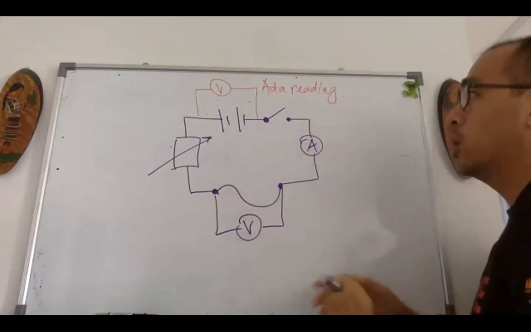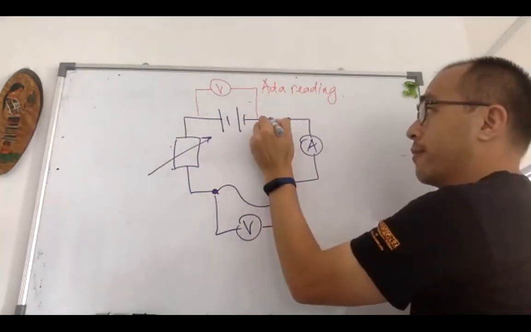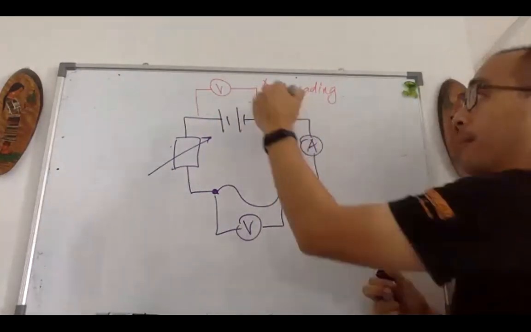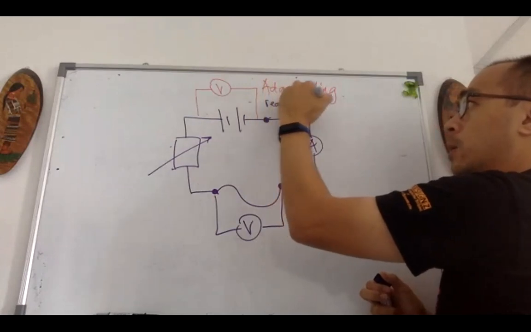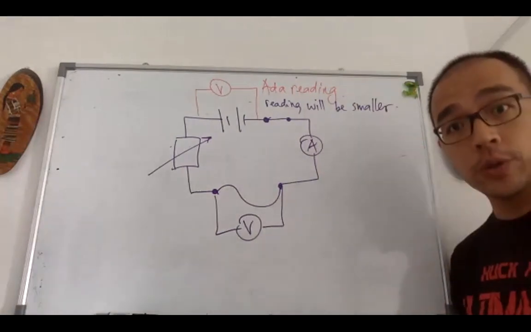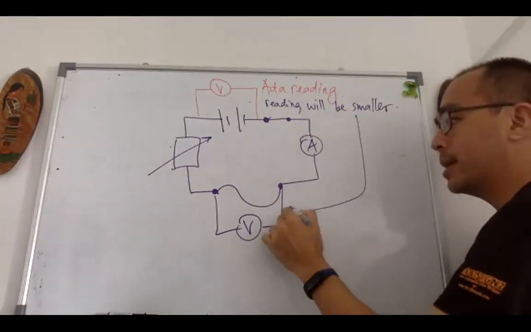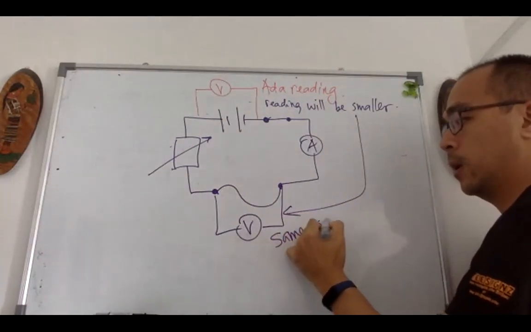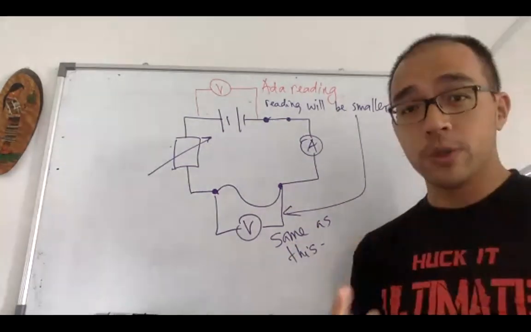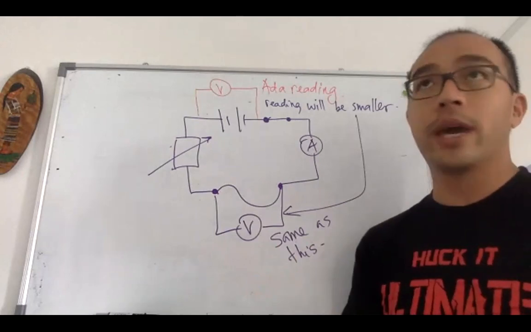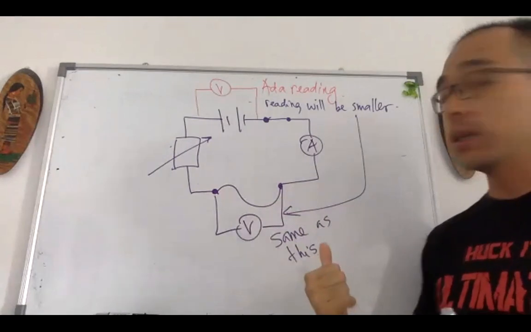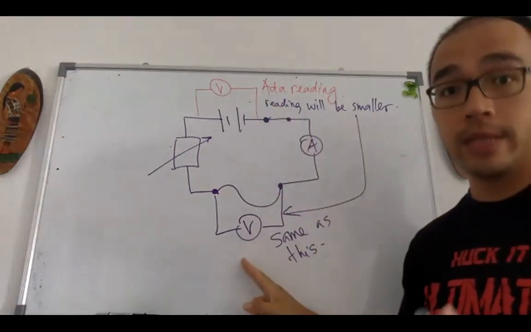And secondly, when I finally turn on the switch, this reading will still be there, but the reading will be smaller. Okay, the reading will reduce, and the reading will be the same as this reading. Okay, same as this. That is what you're supposed to expect when we go back to school, if we ever go back to school. That's what you're supposed to expect when you do this experiment later. You will find that this reading here will suddenly become the same as this reading.